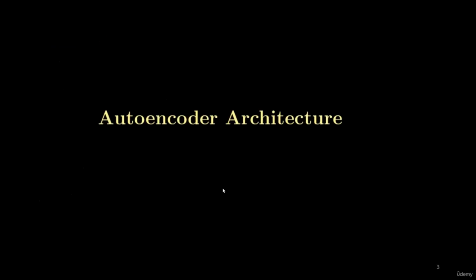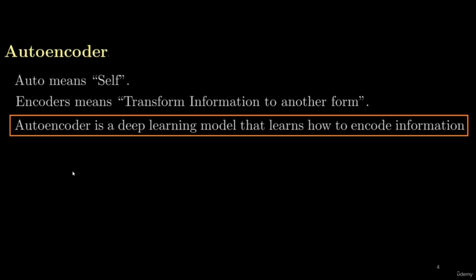Hi everyone, welcome to this lecture. So in this lecture, we are going to learn about the architecture of the autoencoder, and we will also learn how autoencoder works. So basically, auto means self and encoder means transform information to another form. Therefore, autoencoder is a deep learning model that learns how to encode information.